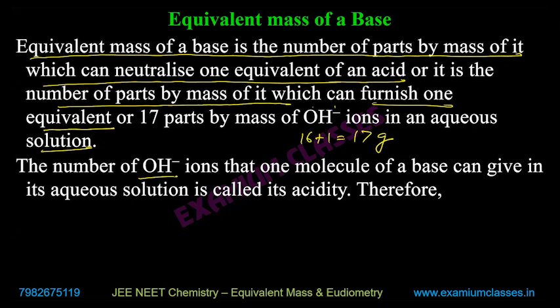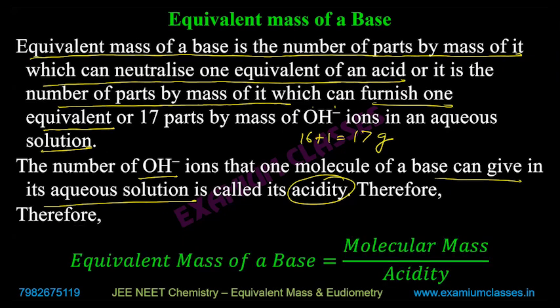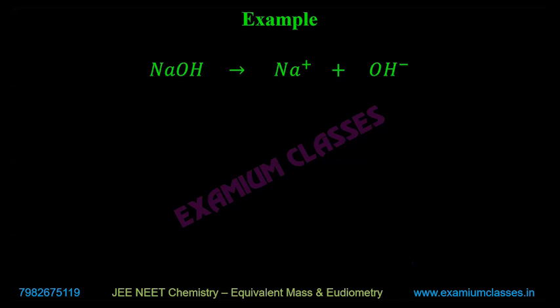The number of OH minus ions that one molecule of a base can give in its aqueous solution is called its acidity, and the formula is similar here. Equivalent mass of a base is molecular mass divided by acidity, and acidity is nothing but how many OH ions it gives. For example, caustic soda gives you 1 OH minus. It means its acidity is 1.